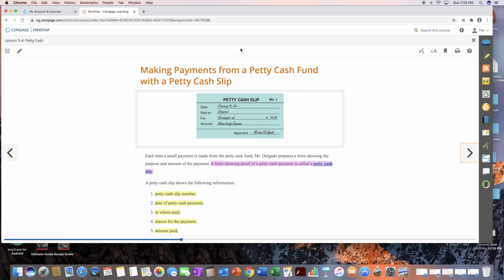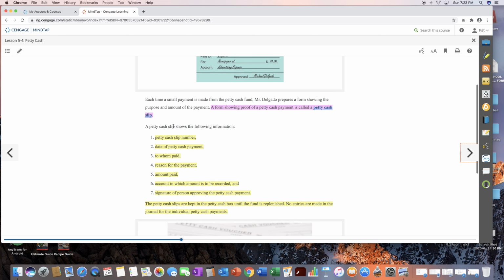This petty cash slip is just a form to prove any payment was made. It has the number of the petty cash slip, the date, who we paid, what for, the amount, and the account it will be charged to: miscellaneous, advertising, repair, those types of things. Miscellaneous and advertising are often used. And then who approved it. This is just telling you what we just talked about.